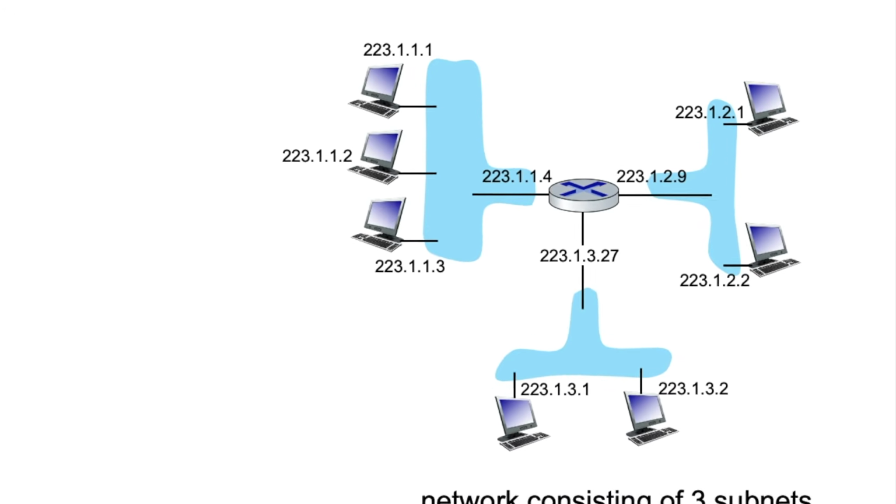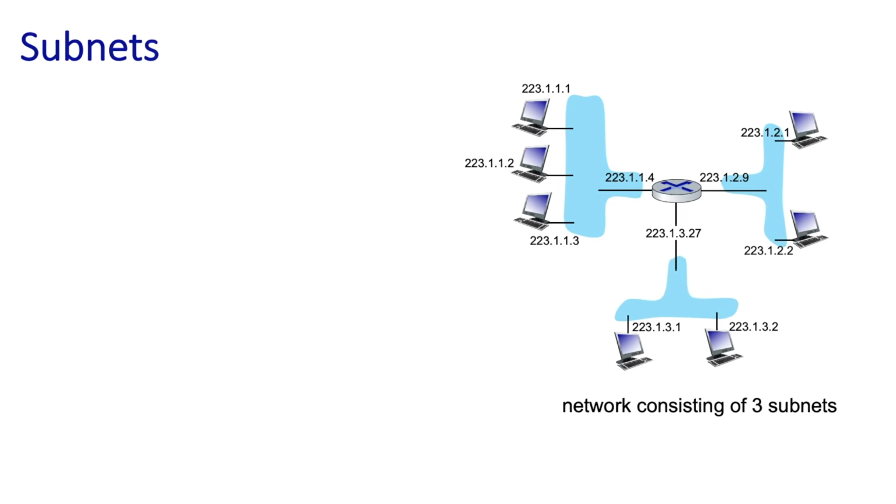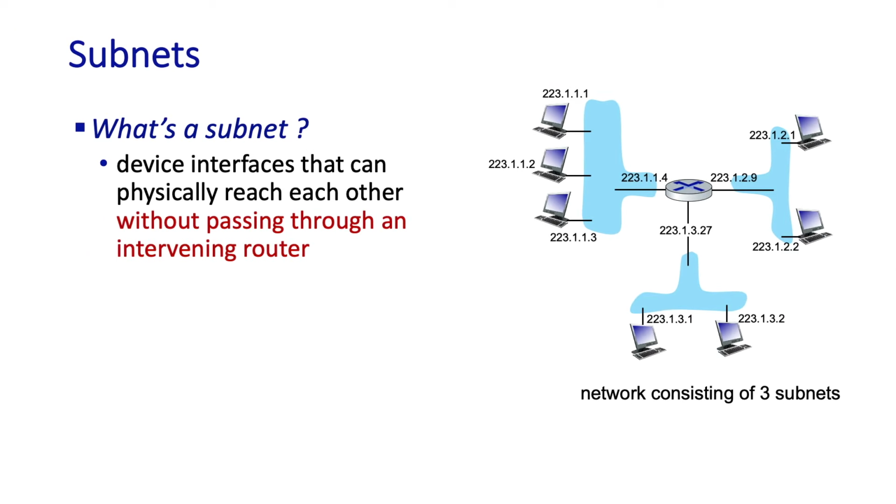That's because they all belong to the same subnet. So what is a subnet? Well, each subnet is a piece of the network that contains all devices that can reach each other without passing through an intervening layer 3, that is to say network layer router. That is, they're directly connected to each other via some link layer technology.